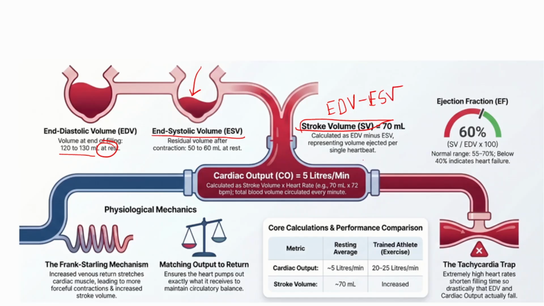To scale this up and evaluate the continuous performance of the cardiovascular network over time, we introduce a temporal variable, which is heart rate. Heart rate measures the frequency of contractions per minute. By taking stroke volume, the volume ejected per single beat, and multiplying it by heart rate, we establish the total volume of blood moving through the circuit every 60 seconds. This master volumetric rate is defined as the cardiac output.